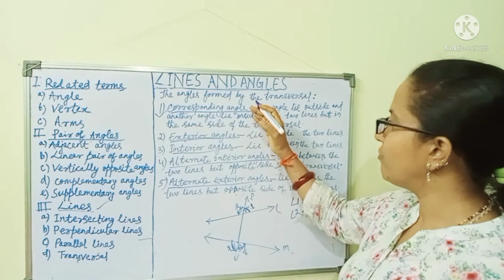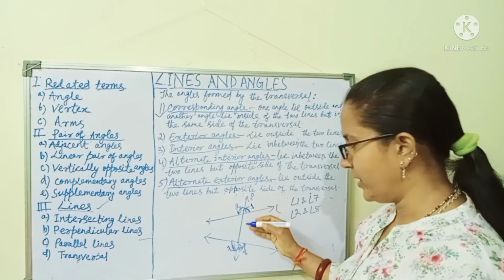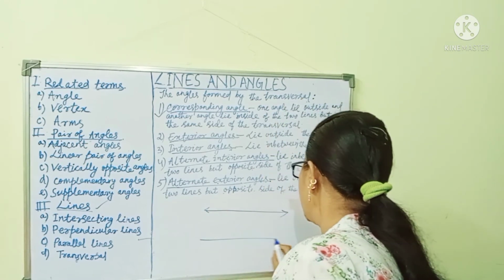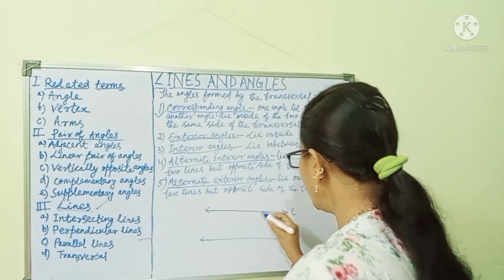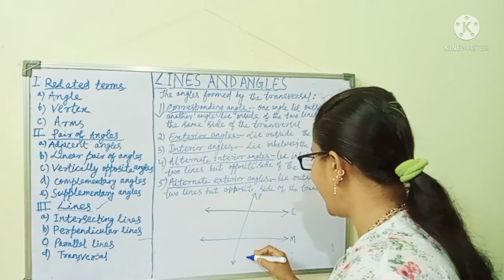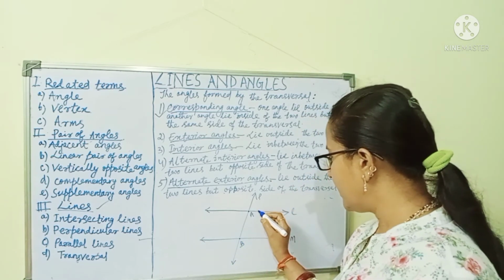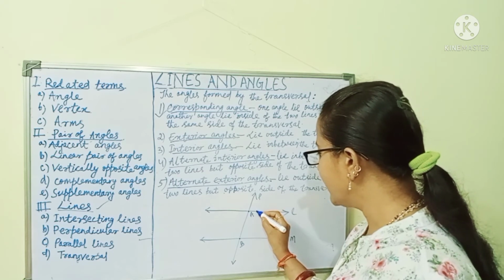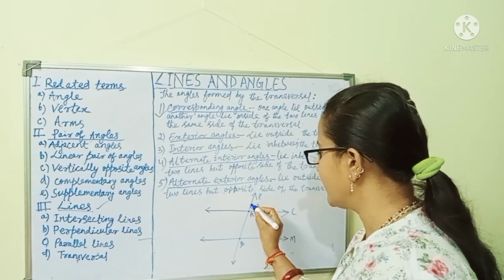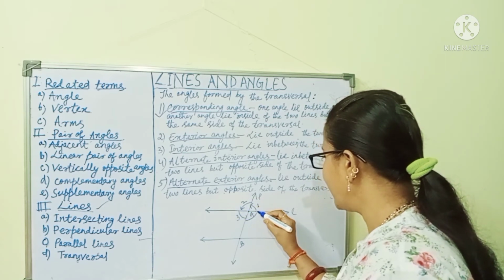So these are the angles formed by the transversal. I have shown them here with non-parallel lines, but these angles can form with parallel lines also. If I consider L and M as two lines parallel to each other, and one transversal P cuts across the two lines and meets at points A and B respectively, then I will show you how the arrow mark is considered. They start from here, this is the first angle, going anti-clockwise. This is the second angle, this is the third angle, and this is the fourth angle.